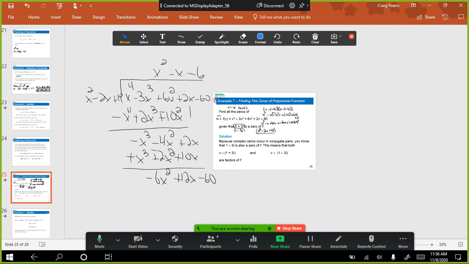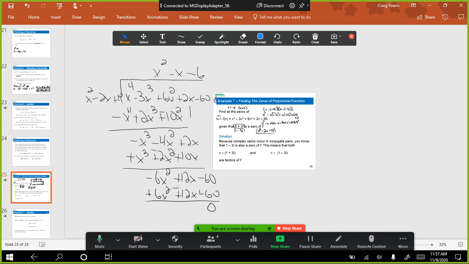Now we know we're going to get a remainder. If we don't get a remainder of 0 here, we've done something wrong, because these are the factors. They've told us this one is completely factorable, so we're going to have to end up with a remainder of 0. And notice that's going to be negative 6x squared plus 12x minus 60, so that when I change the signs, I do get a remainder of 0.